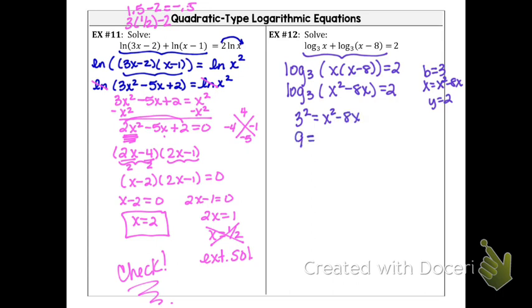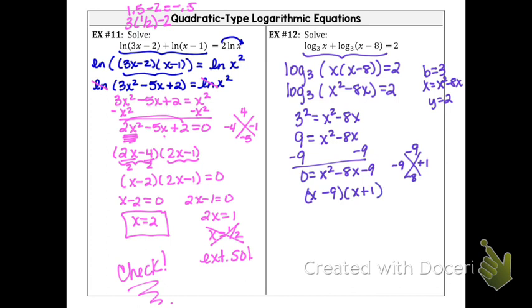So we have 9 equals x squared minus 8x. Move the 9 over. So 0 equals x squared minus 8x minus 9. That's just factoring using that x box. They're going to multiply to negative 9 and combine to negative 8. So negative 9 and positive 1. So we get x minus 9 times x plus 1. And then set them each equal to 0 and solve.